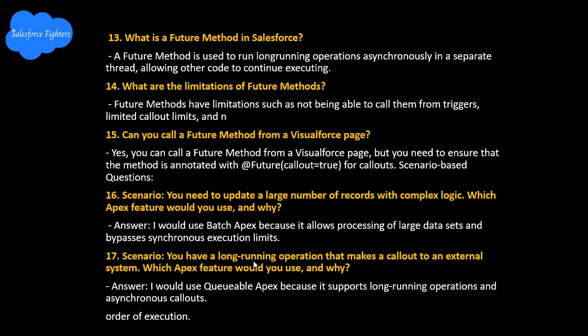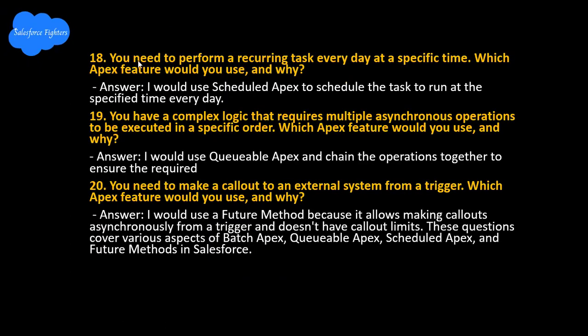Next question. You have a long running operation that makes a callout to an external system. Which Apex feature would you use and why? I would use Queueable Apex because it supports long running operations and the callout, and ordering of the execution.